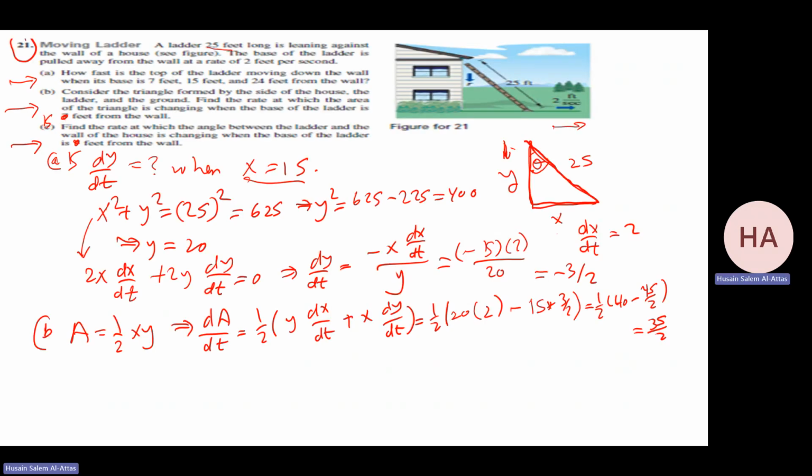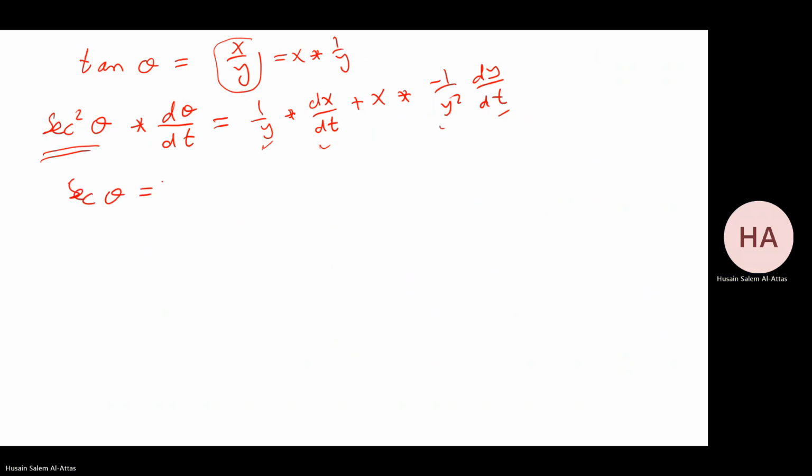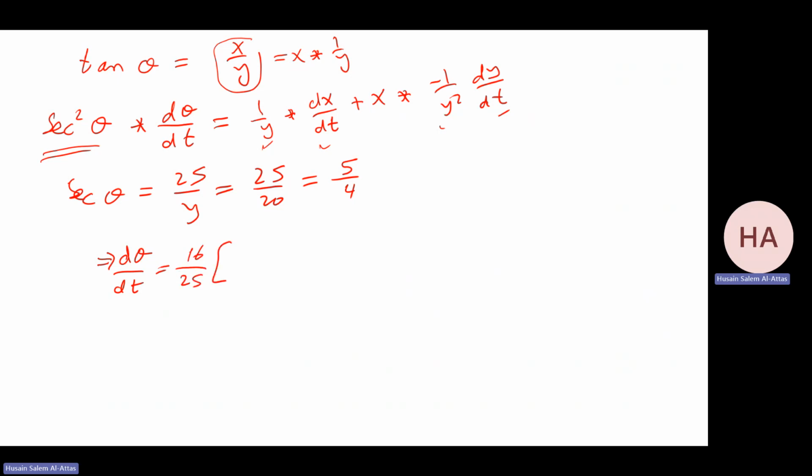How to find secant squared? Secant will be this 25 over the adjacent, over y. So secant is 25 over y, and I know y is 20. So that will be 5 over 4. Okay, plug in the numbers. We get d theta by dt equals, secant squared, that will be 16 over 25 times. I just divide by secant squared.